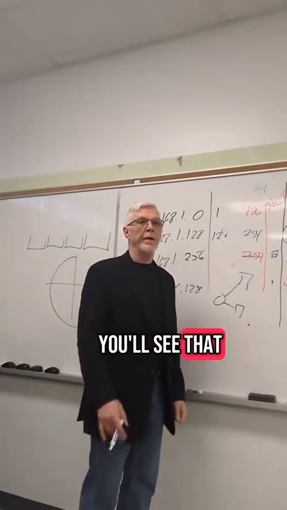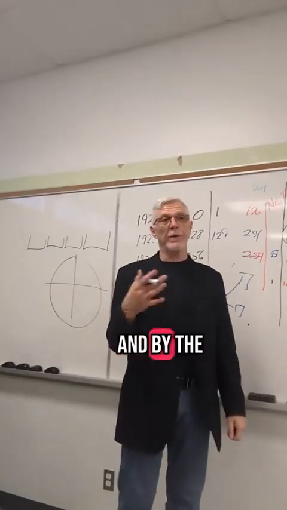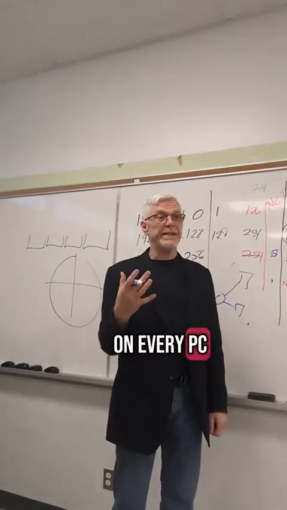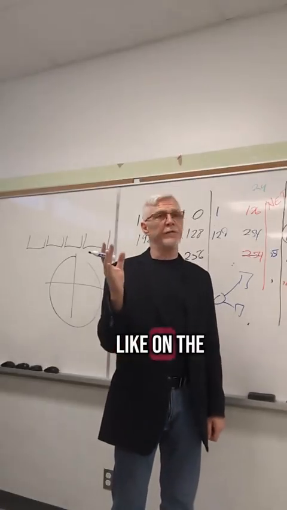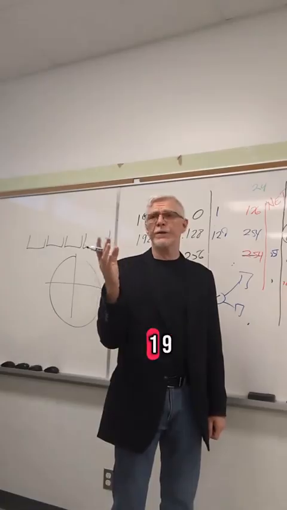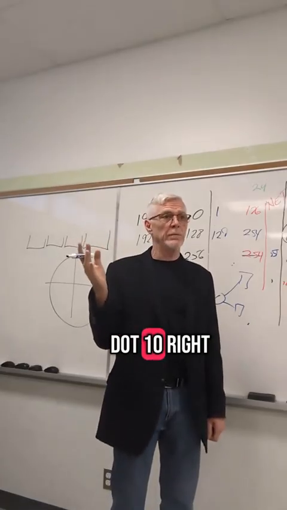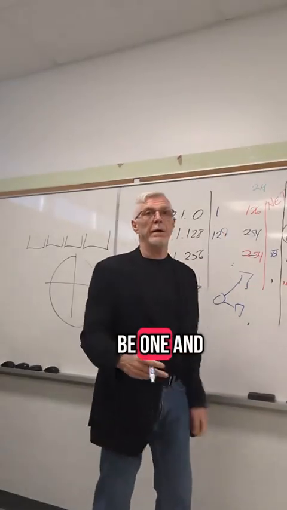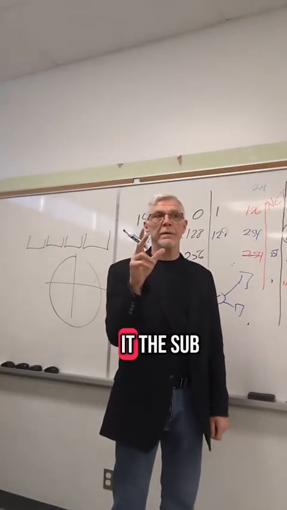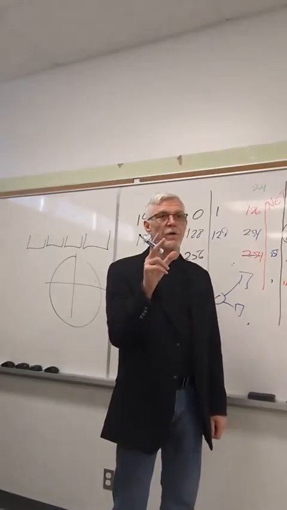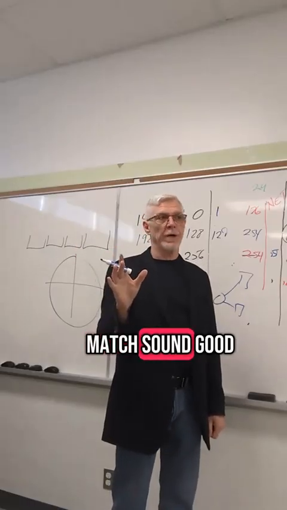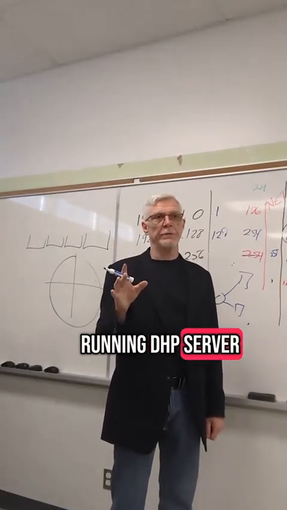You'll see that. Then on every IP, and by the way, this is the 3rd time I've done this week, so I'm going to give you spoilers. On every PC, when you put the IP address, like on the first network, you're going to do like a PC 192.168.1.10, right? You're going to have to give it the default gateway, which is going to be 1, and then you're going to have to tell it the subnet mask. You have to manually tell everybody the subnet mask. Sound good? Because we're not running a DHCP server.